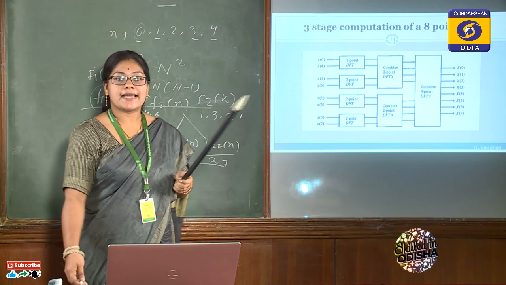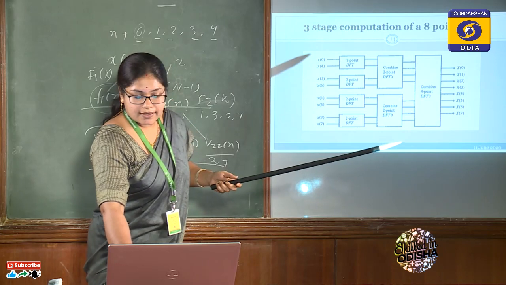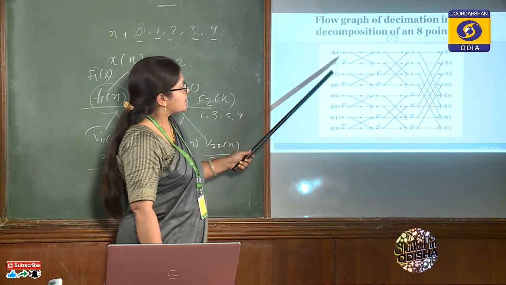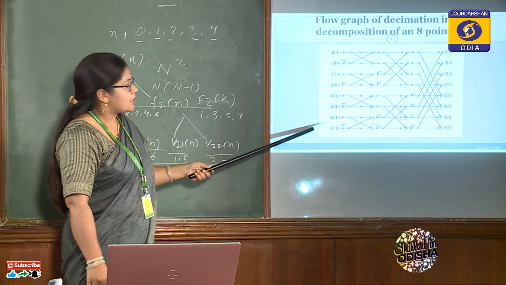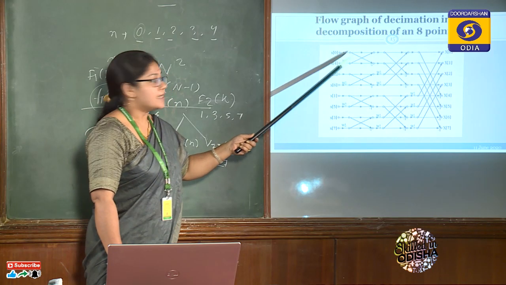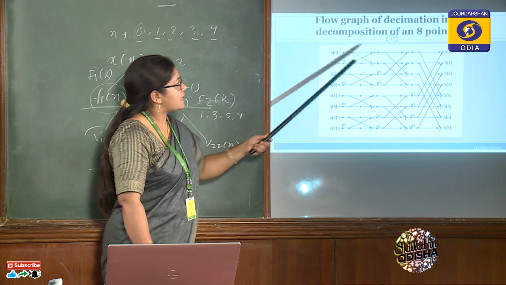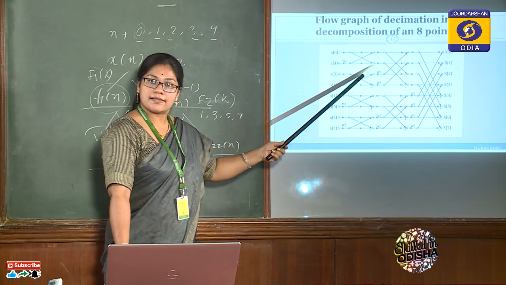Why 3 stages? Because 8 is equal to 2 to the power 3. So we will have 3 stages. Then, to give some more clarity, I have drawn the flow graph of the DIT algorithm of the 8-point DFT. Now look at this: whatever sample values are given, you write them in bit reversed order. Then you get the twiddle factor exponent. Now what is this value? This value is x of 0 plus W_N to the power 0 into x of 4. And what is this value? This will simply be minus.